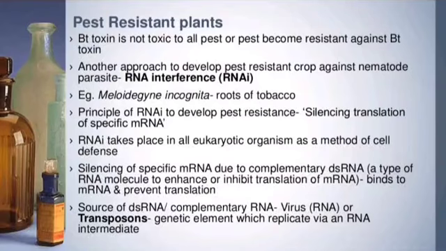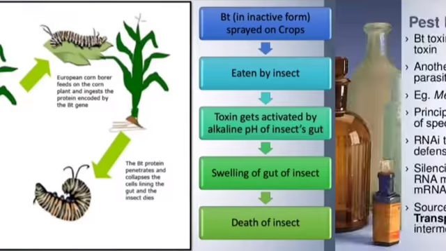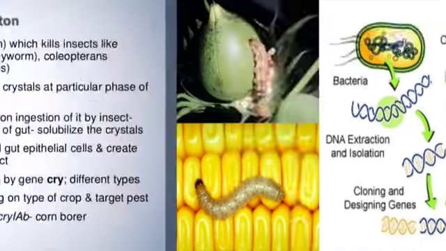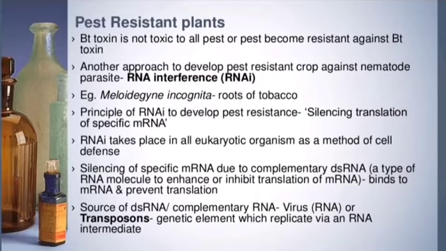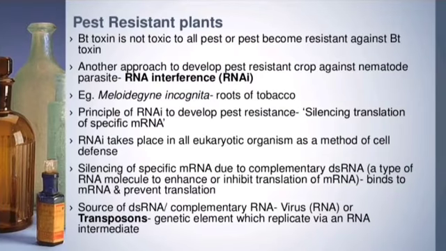Good morning, students. Today we'll discuss pest-resistant plants. Last time we discussed Bt toxin and Bt cotton. That mechanism you already learned last class. And now today we'll learn about RNA interference.